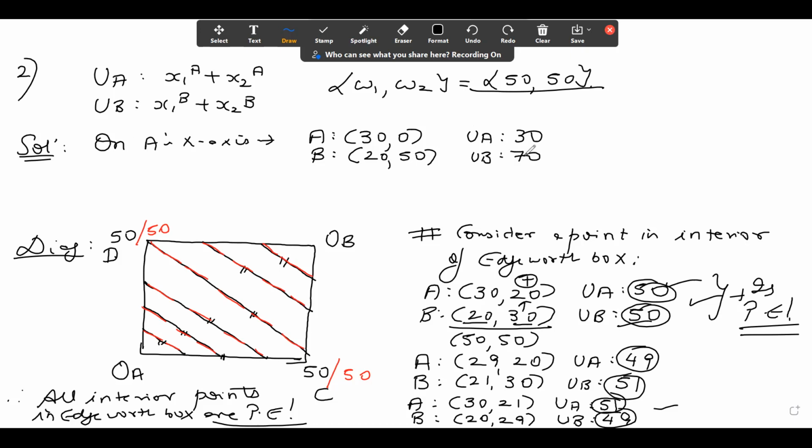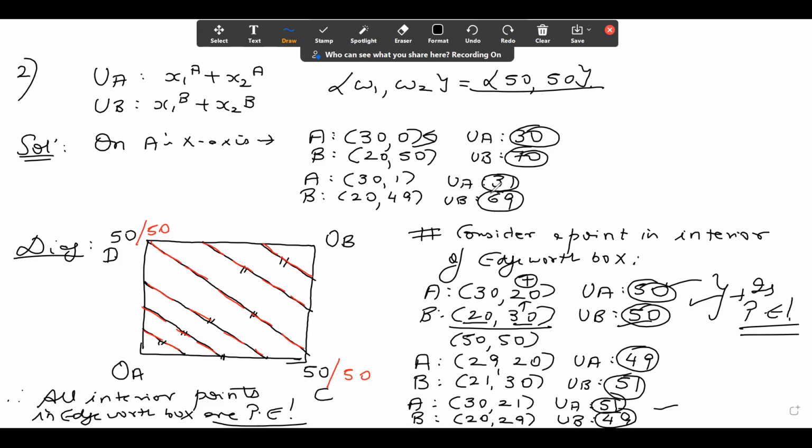Try to make one of them better off. Suppose I try to make A better off. So suppose B gives 1 unit here. So A has 30, 1, but B has 20, 49. Utility which A gets is 31, but utility which B gets is 69. Compare both. A has become better off by making B worse off.